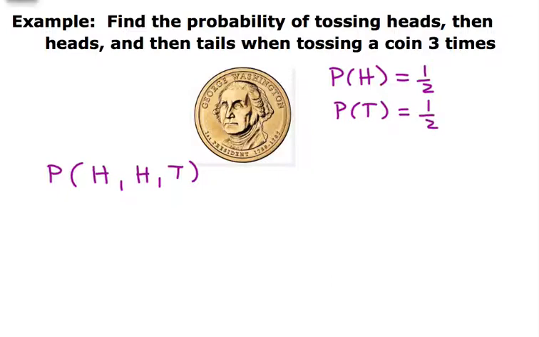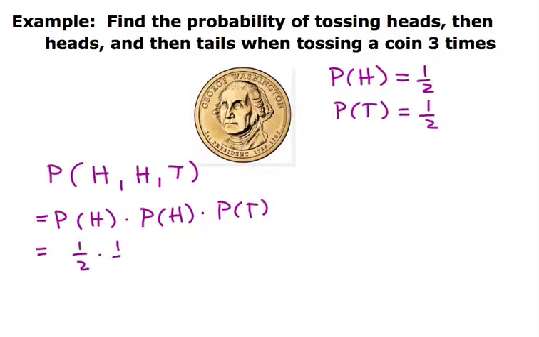All right, so let's go down here. So the probability of a head times the probability of a head times the probability of the tail. So we multiply these together. 1/2 times 1/2 times 1/2. Multiply across your numerators, multiply across your denominators. You have a 1 in 8 chance of landing on a head, then a head, and then a tail.